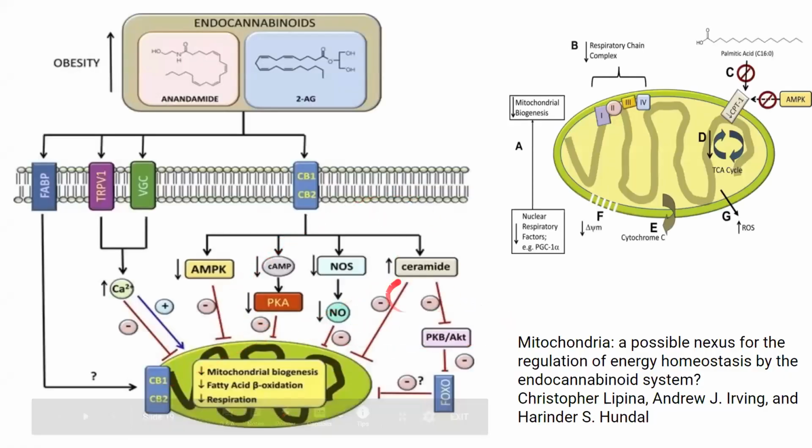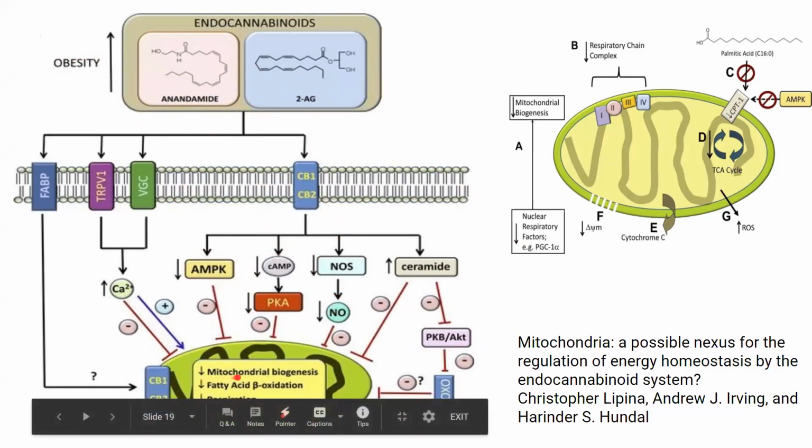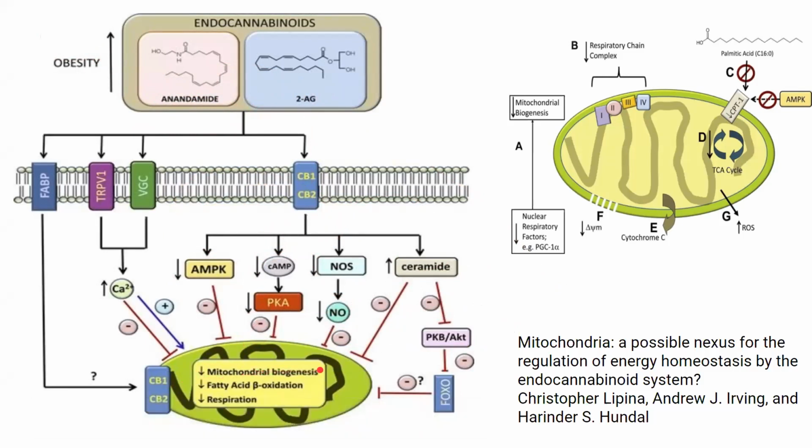Now here is what happens in mitochondria. So in obesity, we see that there is an increase of anandamide and 2-AG. Because of these increased circulating levels of anandamide and 2-AG, there is upregulation of the whole system. And because there is upregulation, there is a decrease in mitochondrial biogenesis, an increase in fatty acid beta oxidation, and a decrease in mitochondrial respiration. So upregulation of this system actually harms the mitochondria also.